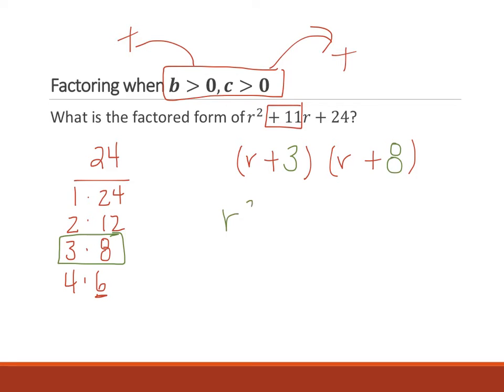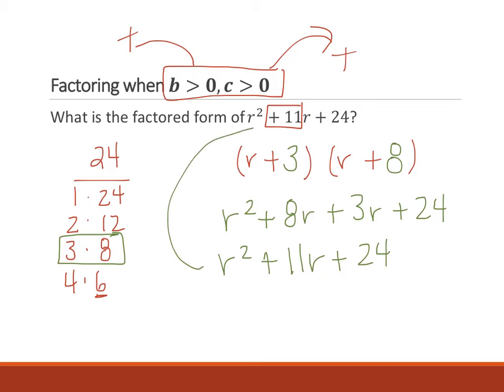So multiplying back, I get r times r is r squared plus 8r plus 3r plus 24. So that is r squared plus 11r plus 24, which is the original trinomial that I started out with. So that tells me that my factoring is more than likely correct. Let's try another one.